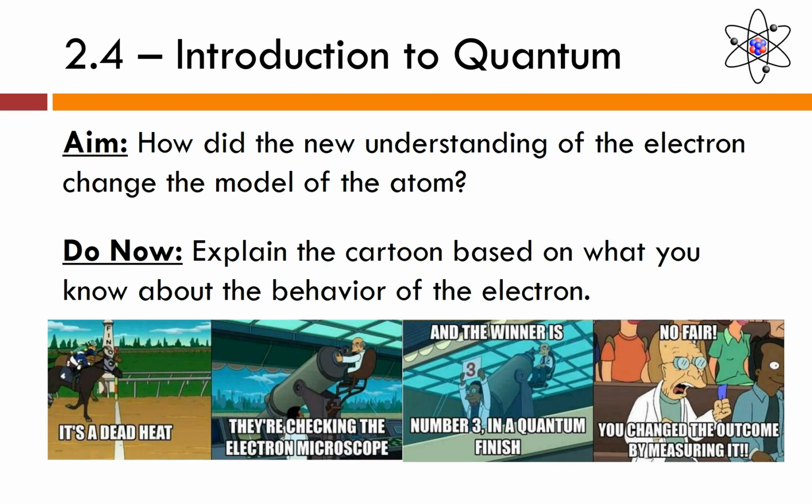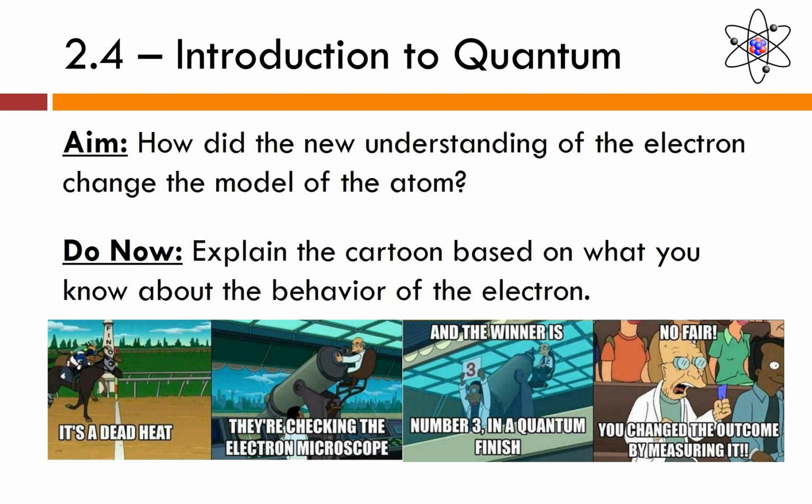Today we're going to talk about how the new understanding of the electron changed the model of the atom. If you watched Screencast 2.3, hopefully you took away that the electron behaves in a really bizarre manner, unlike anything scientists had seen or had even been able to predict at that point in time. So thanks to this new understanding of the electron, the model of the atom had to change yet again.